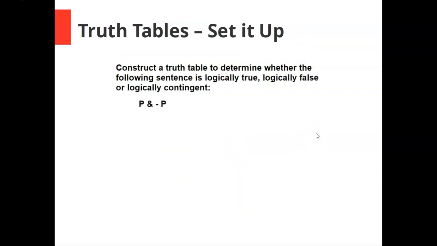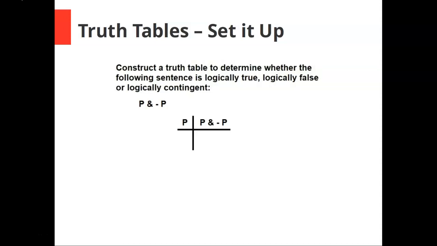Here's another one for us to do. Construct a truth table to determine whether the following sentence is logically true, logically false, or logically contingent. P and not P. First thing we do to set it up, make our cross. Upper right-hand corner, we have the sentence we want to evaluate. Upper left-hand corner, we have the one simple sentence that appears in that complex sentence.